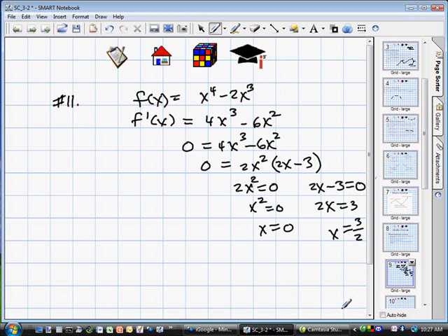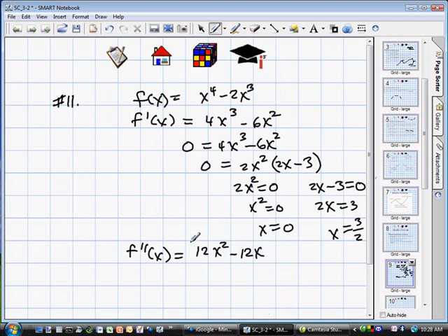Now the question is, are they relative mins or relative maxes? Now the part that's different from the book. Maybe you may find it's better to run the second derivative right away, right after you do the first, f double prime, but I'll do it down here. What's the second derivative? Well, the second derivative is 12x squared minus 12x.